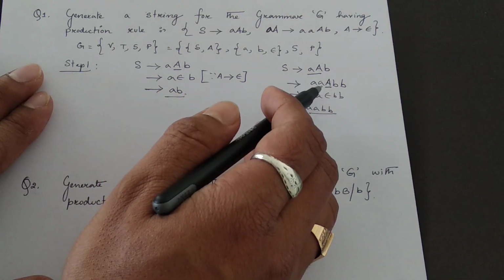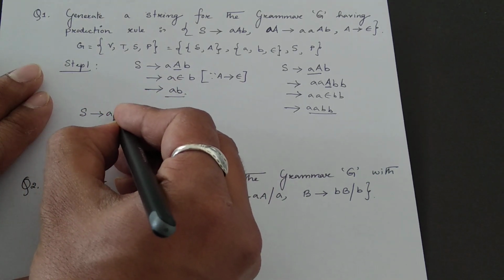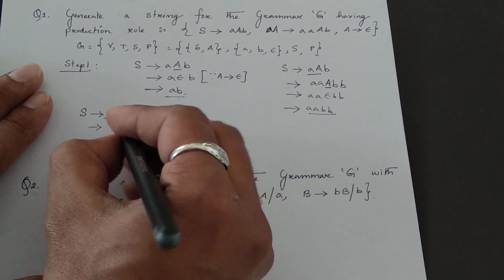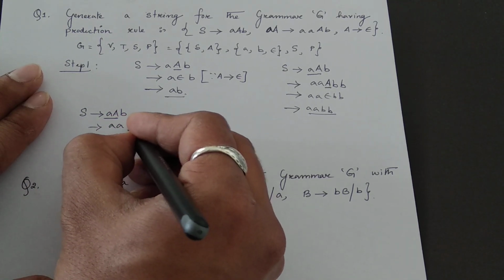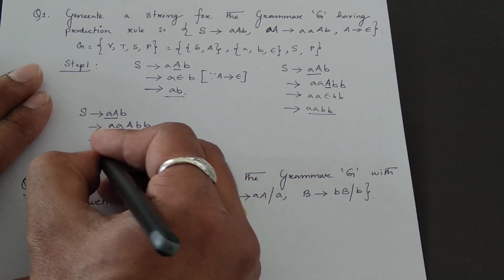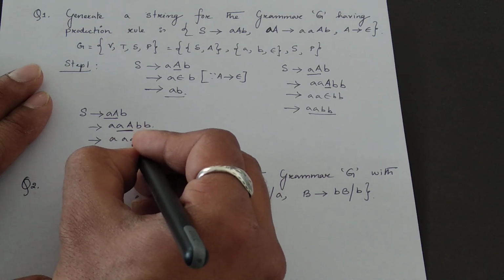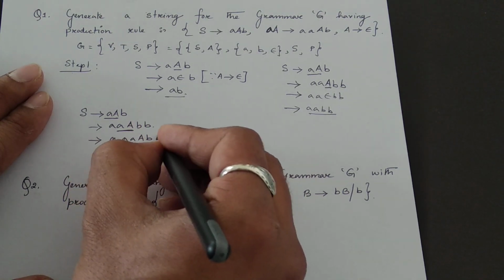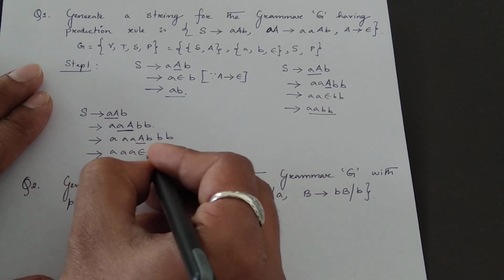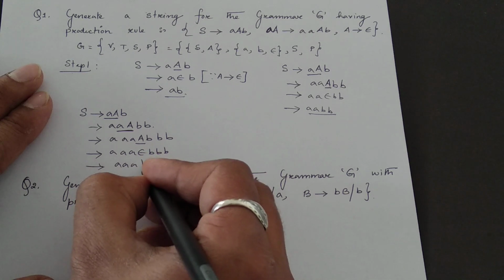Now if I carry on one more time, suppose S tends to AAB. If I replace this AA again by the same process, AAABB, correct? Again if I replace this one by the production rule, the same, then I will get A, A, B, and then BB. And if I replace A by epsilon, the final answer will be AABBB.